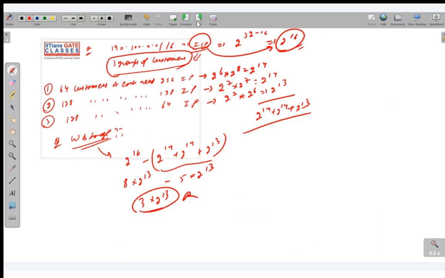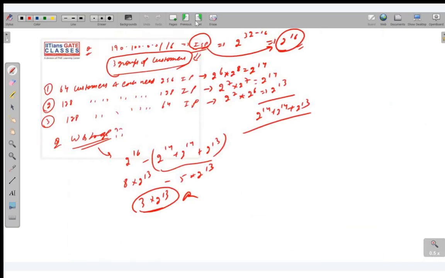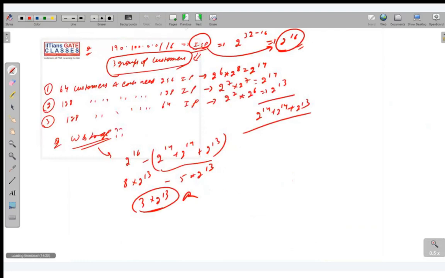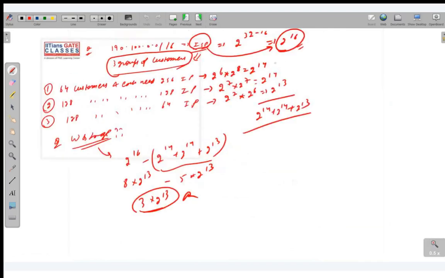Done, sir. Okay, so I will say total IP addresses with us are 2 power 16, and what is the starting address? 190.100.0.0/16. So this is our organization. This is the total number of IP addresses which this router will handle. So now I have to divide it into 2 power 14, 2 power 14, 2 power 13. So how will you divide it? First group is 2 power 14, second 2 power 14, third 2 power 13.